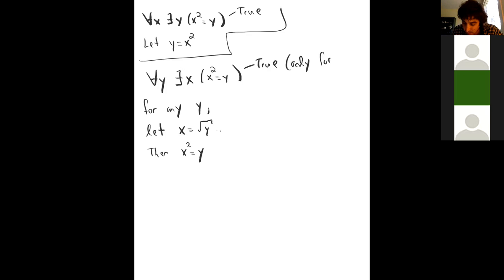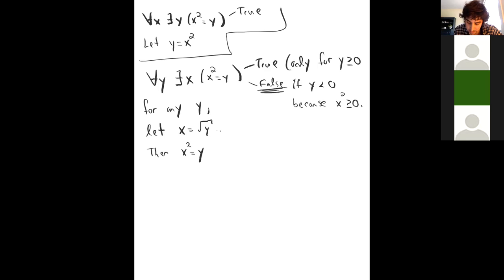Only for y greater than or equal to 0. So actually, it's false. It's false if y is less than 0, right? There's no x such that x squared will equal y, because x squared is always non-negative. So good catch. So the answer is actually false.